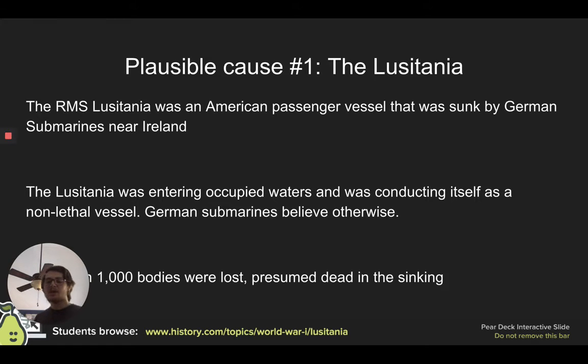So let's talk about some possible causes. Down below is a website on the thing we're going to be talking about. So a couple of these topics, you'll see a website. If you want to look at them and analyze the documents, you can, just so you get a bigger picture of what we're talking about here.